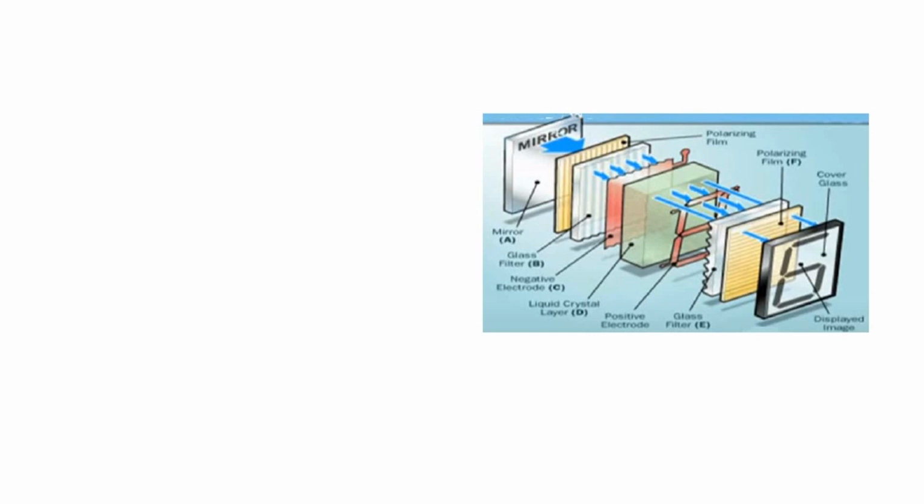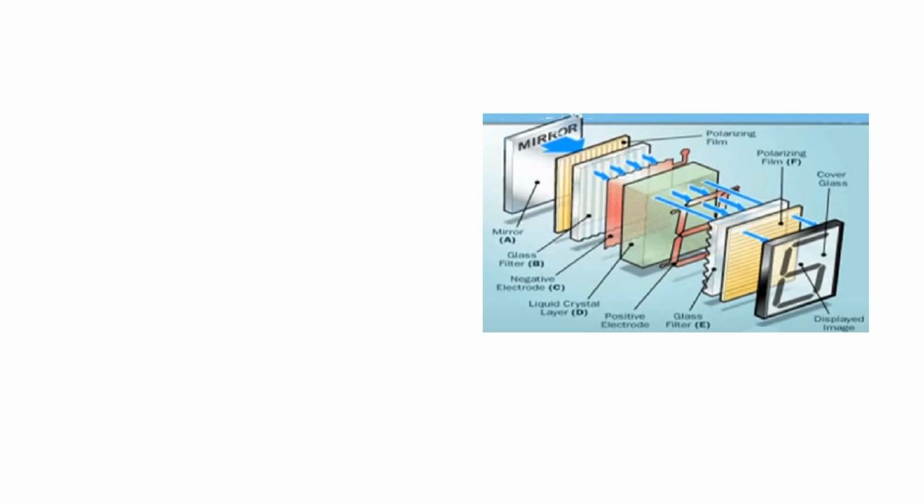Light is projected through these layers, and these are colorized. So there is a black and white LCD and a color LCD. In the color LCD, that is colorized, and we will get some image. Whatever electrodes are on, we will get an image, based on the polarized film. So these are the polarized films.